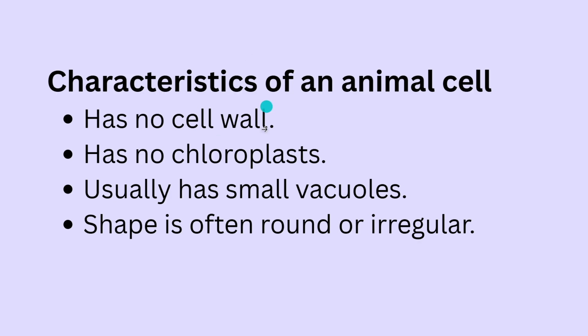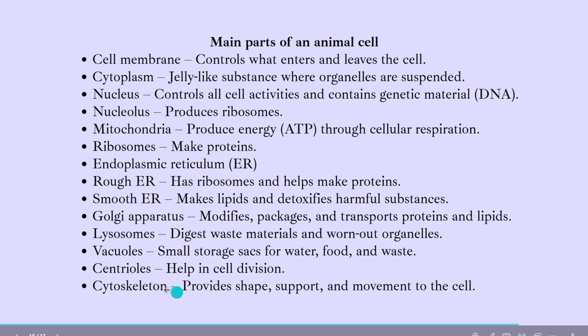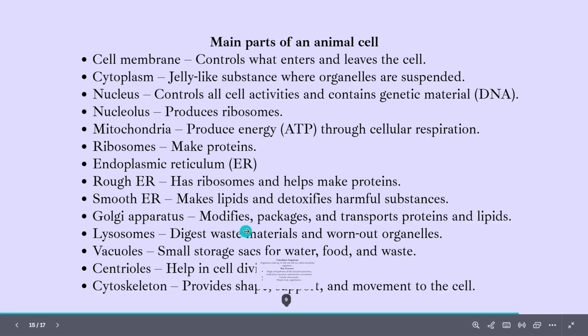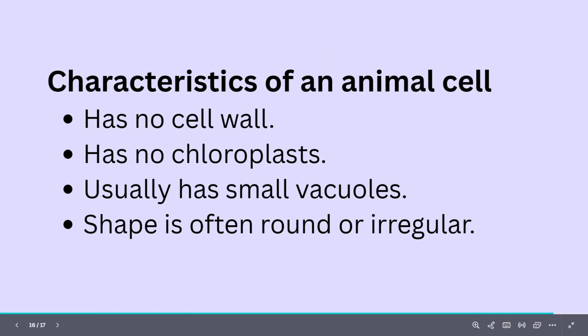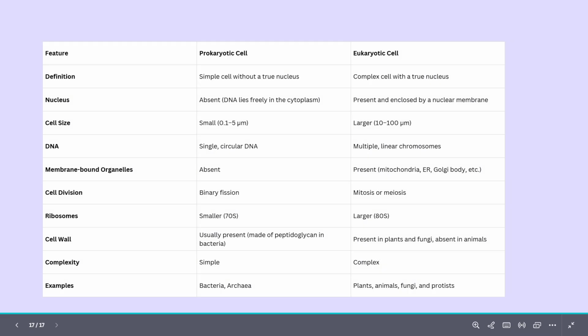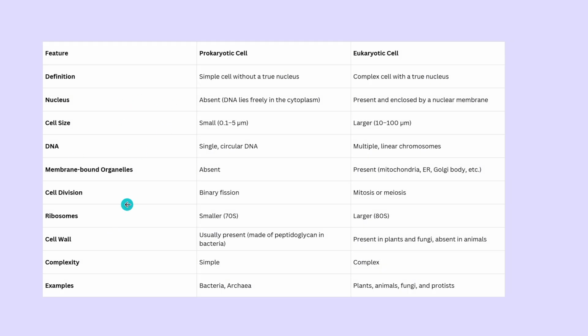Now, we'll see some characteristics of an animal cell. So, an animal cell has no cell wall, no chloroplast, usually has small vacuoles, and the shape is often round or irregular. And who holds them in a particular shape, who helps them to maintain shape and provide support? That is the cytoskeleton, sorry. And now we'll talk about two terms, the prokaryotes and the eukaryotes.